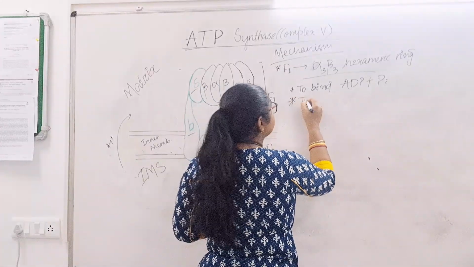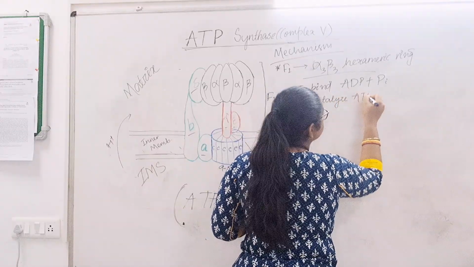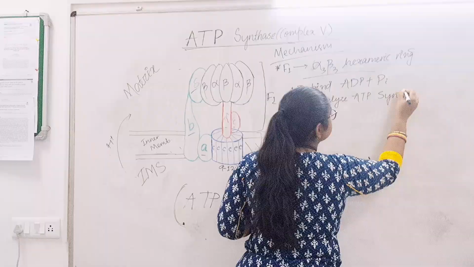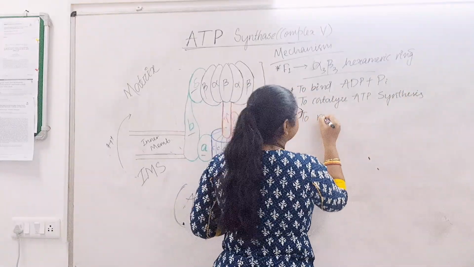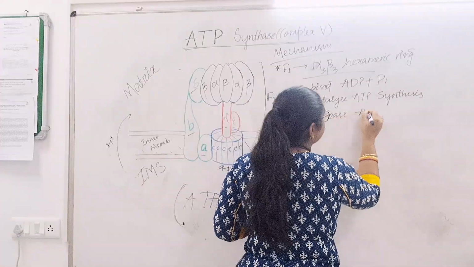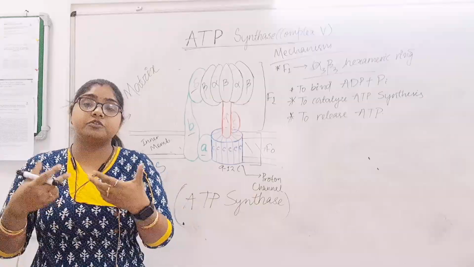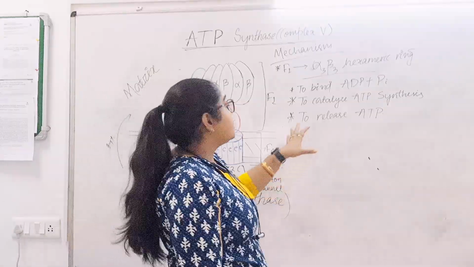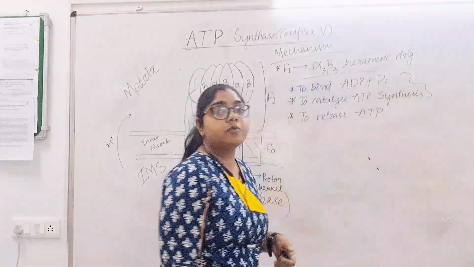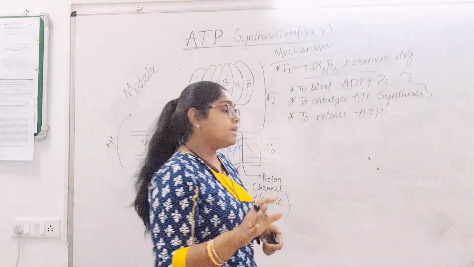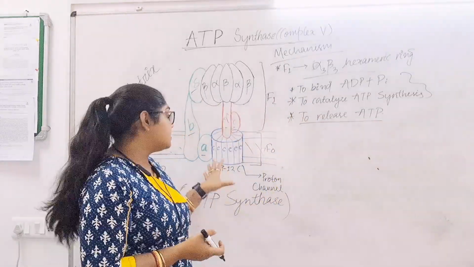It is responsible to catalyze ATP synthesis, and also it is responsible to release ATP. ATP should be released to be used for further metabolic processes. So it also releases ATP. For the first 2 functions, it does not require the proton channel, but to release ATP it requires the proton channel, that is the C subunit.